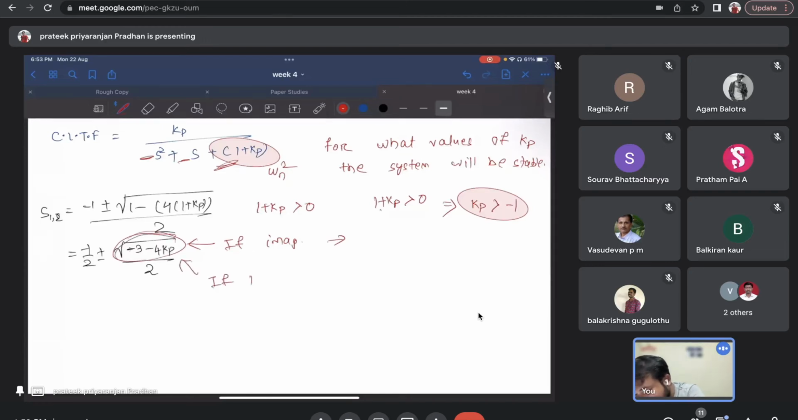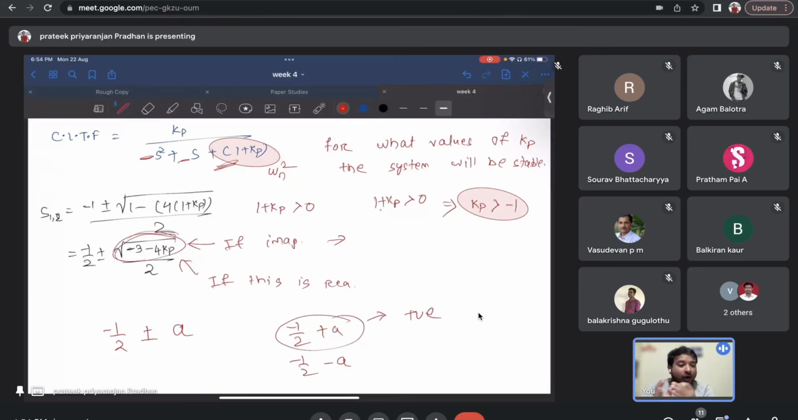What happens when it's real? Then this whole value must not be greater than half. If it is greater than half, then we have minus half plus or minus some value a which is greater than half. So minus half plus a and minus half minus a. The first value will be positive, which will make my pole on the right hand side, so the system will be unstable.